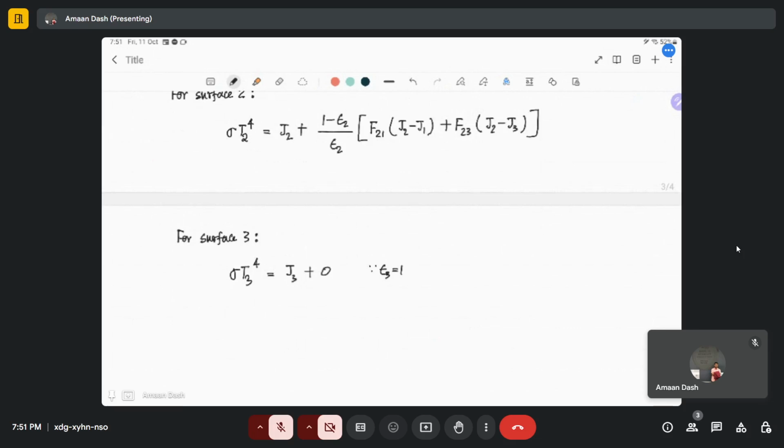J1 plus (1 minus epsilon 1) divided by epsilon 1 times of view factor F1 to 2. We have J1 minus J2 plus F1 to 3, J1 minus J3.